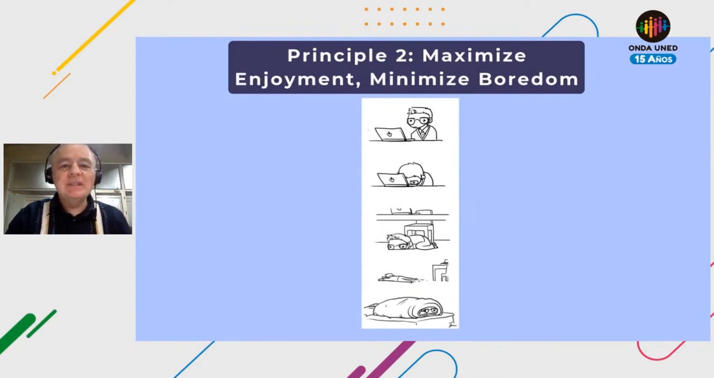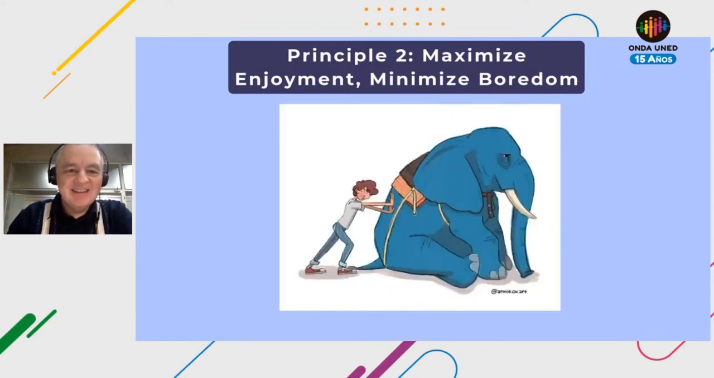Principle number two, maximize enjoyment, minimize boredom. So we need to do exactly the opposite of what we see in the cartoon. And here, when we're talking about this, we're talking about emotions, okay? So one metaphor that the author uses is that the emotions are like a huge elephant, and your rationality is the rider on the top. If the elephant doesn't want to go somewhere, the rider is not going to do it. So if emotionally they are not invested, no matter how they try, they're not going to be engaged. So that's why we need to manipulate the elephant so that we get them to where we want.